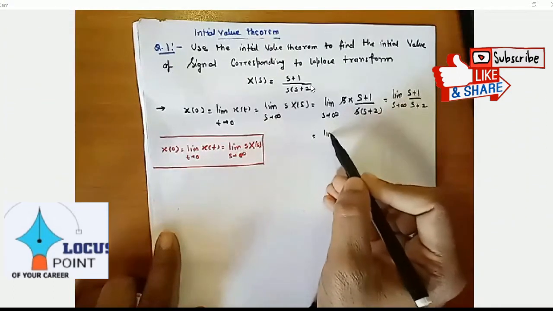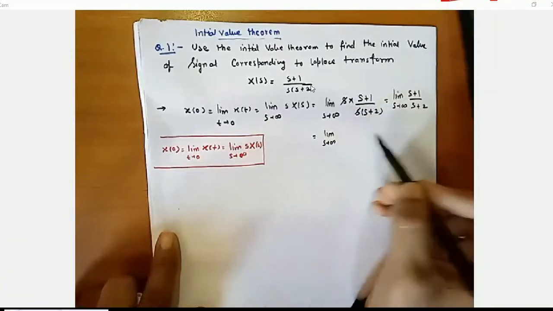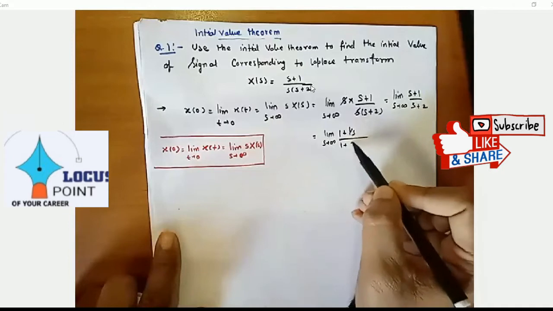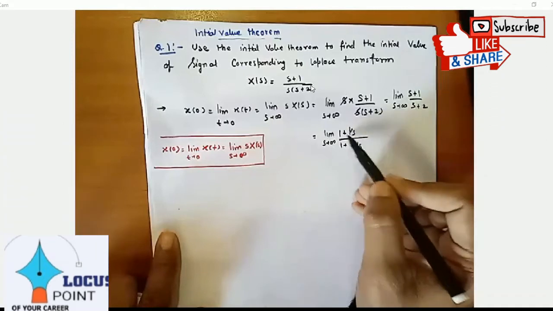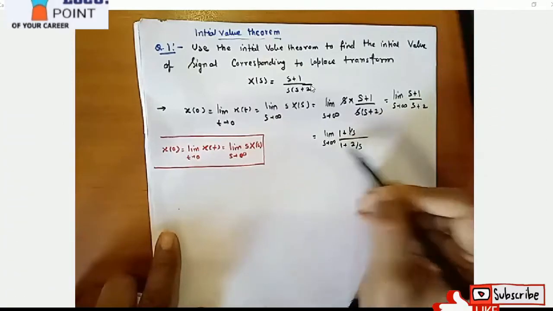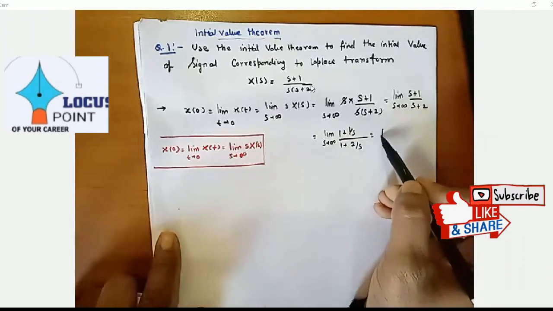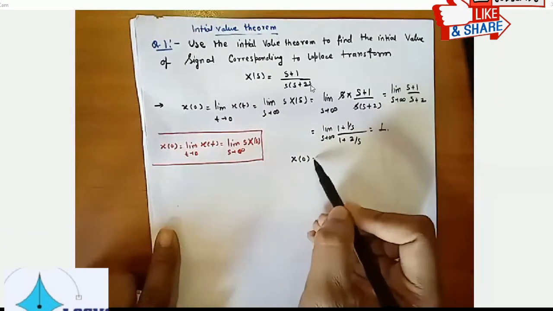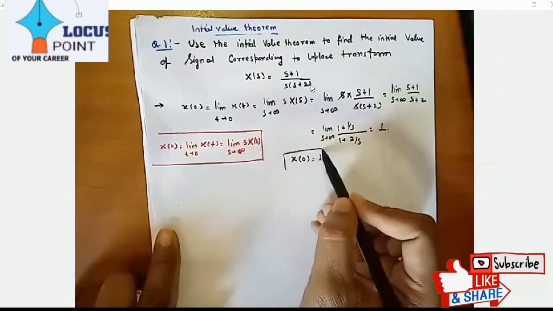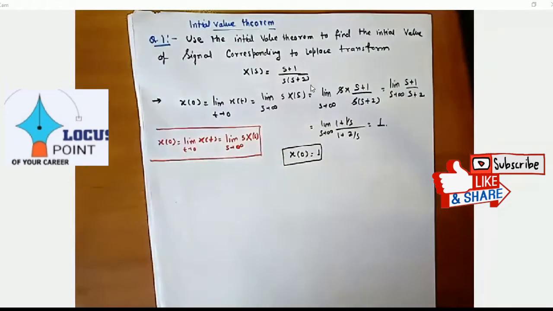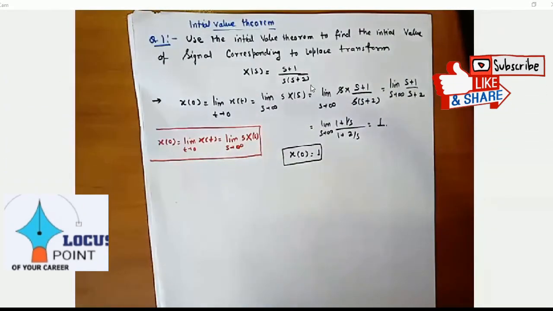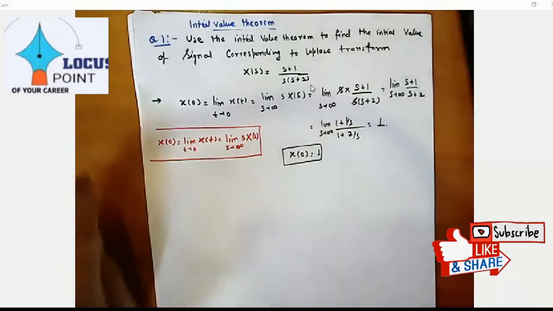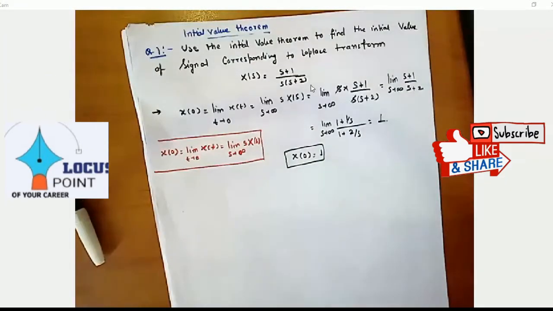So finally your result will be limit s tends to infinite of (1 plus 1 upon s) divided by (1 plus 2 upon s). And now this term will be 0, because s tends to infinite. This will become 1. So the initial value is 1. This is your result. So this is the basic question, not a difficult question, a very simple question. Now I am closing this question and writing the next question, right?